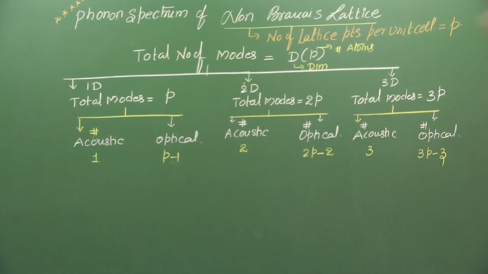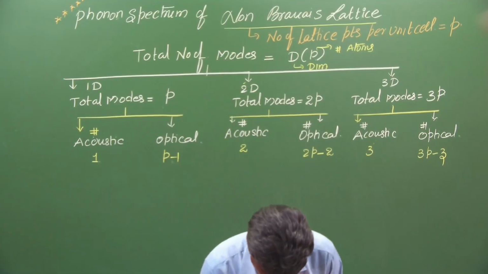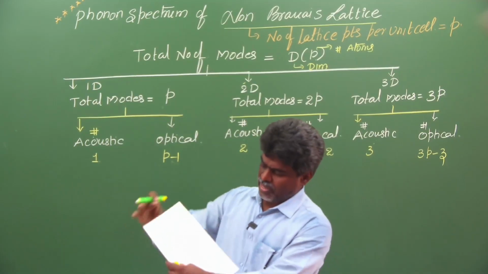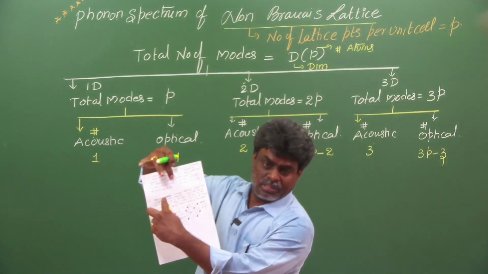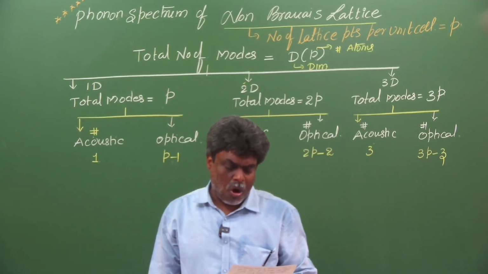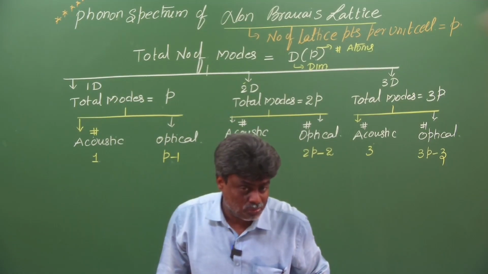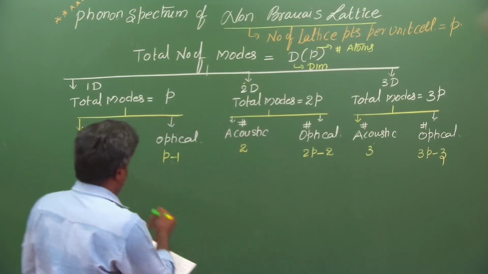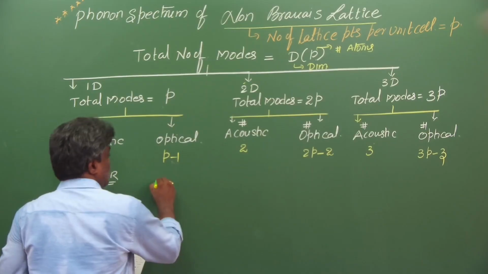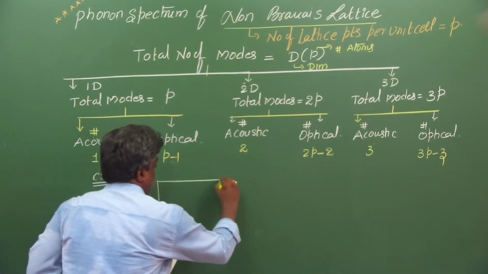Now there was a CSIR question. The question passage is around half a page long. I have written that question also. This is the question, and it is asking the number of optical phonon modes. I will draw that diagram. This was the previous CSIR question. Then you will understand why I explained this table.